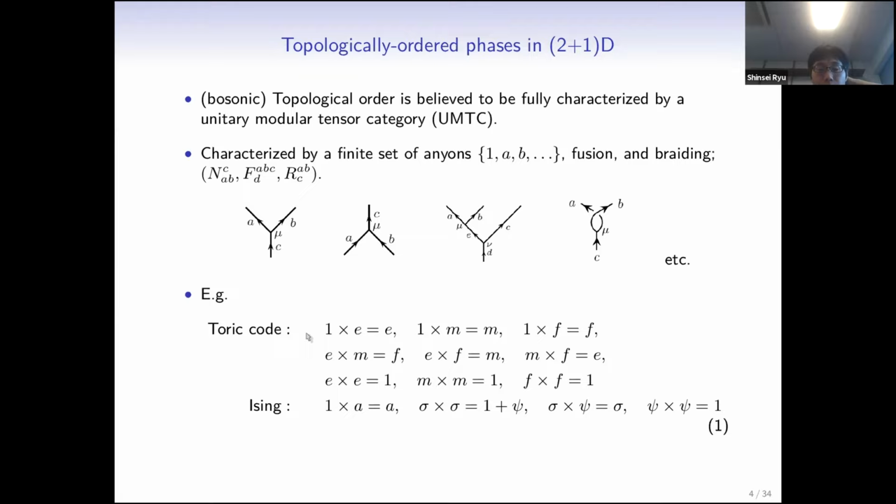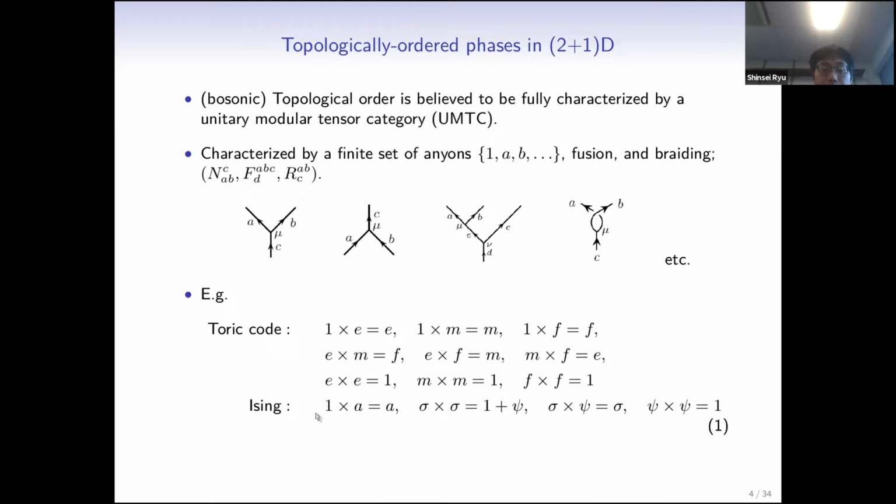Okay. Here are some examples for the fusion rules. Toric code is a particular kind of topological order. It has four kinds of particles: trivial particle, electric particle, and magnetic particle, and the f is a combination of electric and magnetic particles. And then they obey these fusion rules. So if I, for example, fuse E and M particles, I get a new particle, which I call f. And there are other fusion rules.